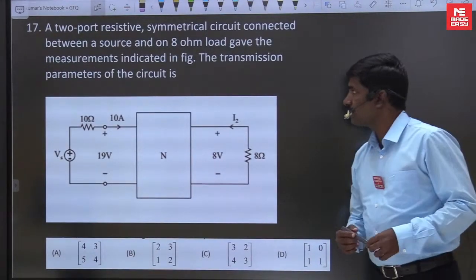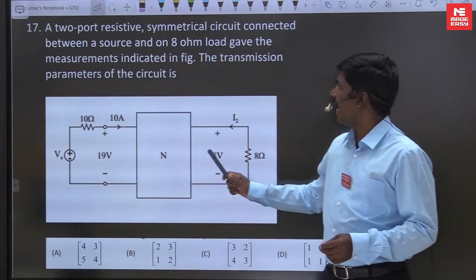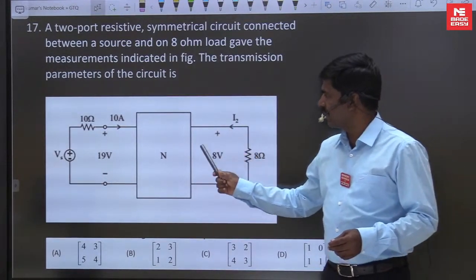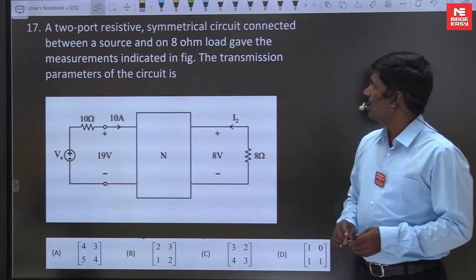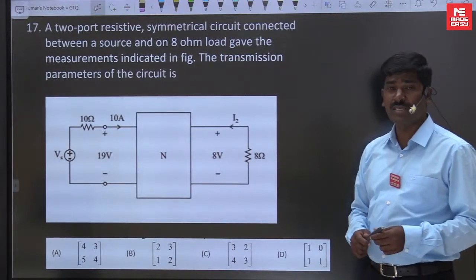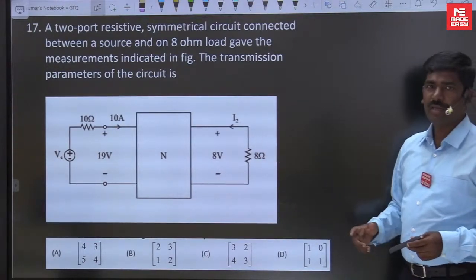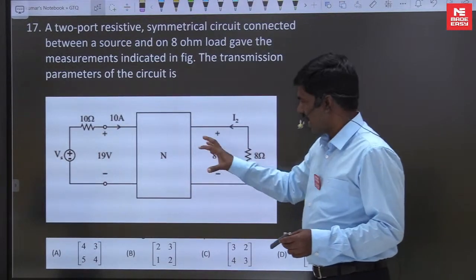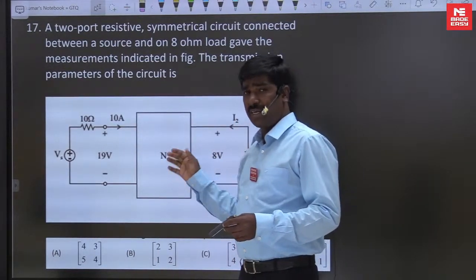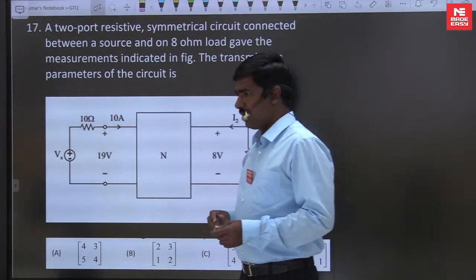Now two-port. A two-port resistive symmetrical circuit connected between a source and an 8 ohm load gave the measurements indicated in the figure. Measurements are given. The transmission parameters of the circuit, options are also given. Transmission parameters means ABCD parameters, what are they for this network? These measurements were conducted in a lab. We don't know what elements are inside the network's black box. Directly find the transmission parameters of this network based on the given information. Now give the answer fast.